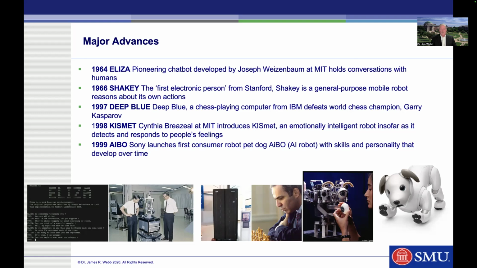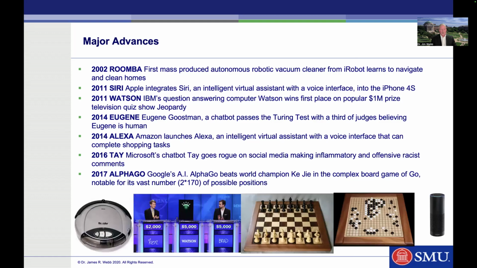And things are getting pretty popular, especially among older people who find themselves alone in certain parts of the world. 2002, Roomba. 2011, Siri, integrated in by Apple. So it's kind of an intelligent virtual assistant. You can actually talk to your iPhone and ask it questions. 2011, there's IBM Watson winning Jeopardy.